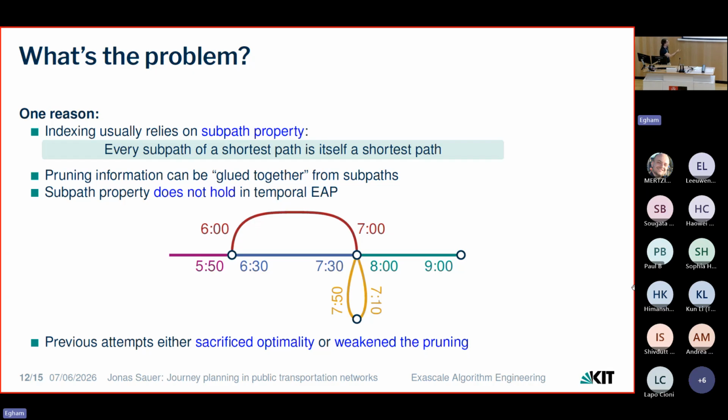In this case, it seems easy enough. I would just take the upper one, but you can run into situations where it's hard to decide which one to use. And all previous attempts to do indexing either had to sacrifice optimality. So they basically just pretended that the subpath property holds, even though it does not. And then there will be some query that it will not answer correctly because the gluing together doesn't work. Or they decided to mark more paths than necessary as optimal, and that weakened the pruning. So the pruning effect wasn't as strong, the algorithm wasn't as fast as it could have been.